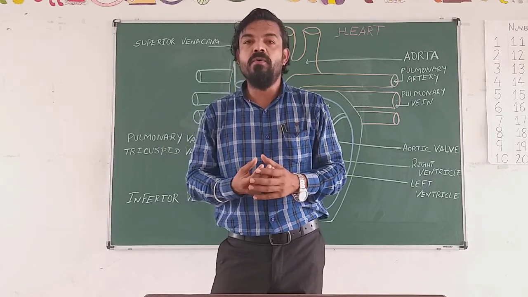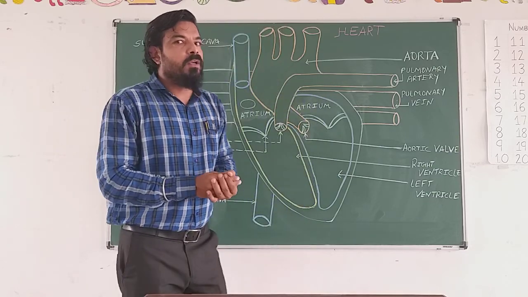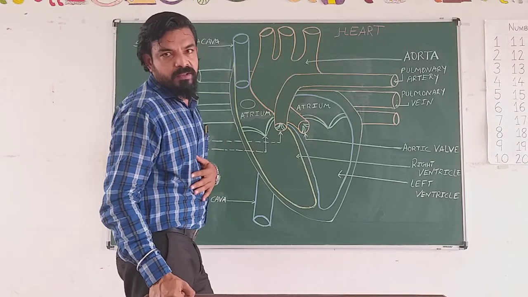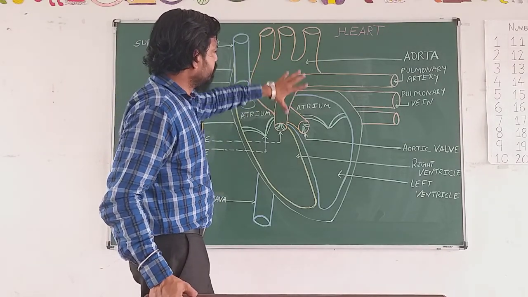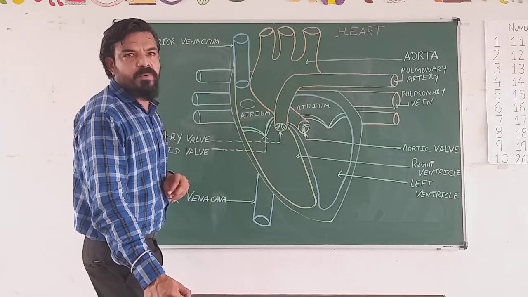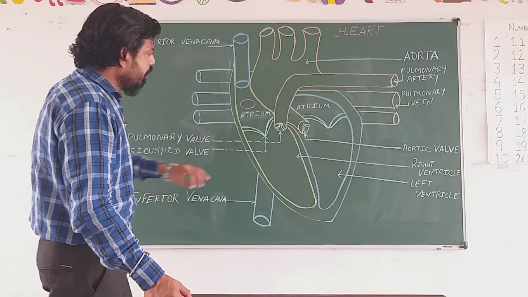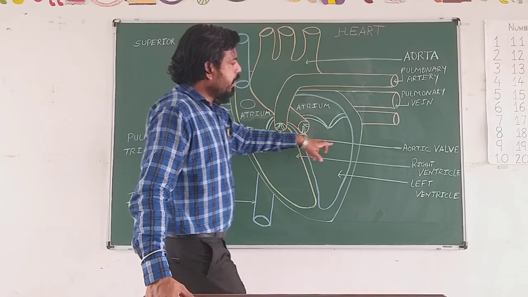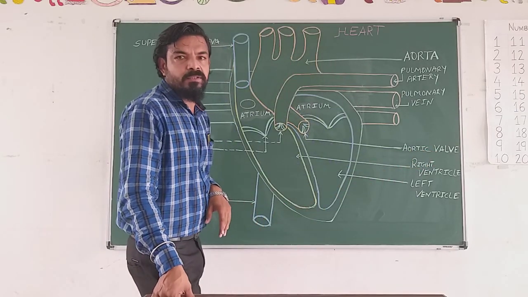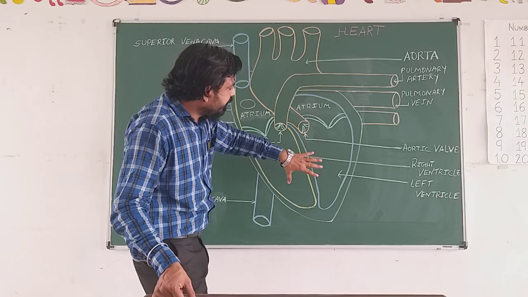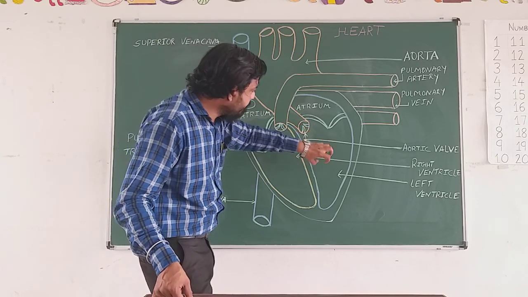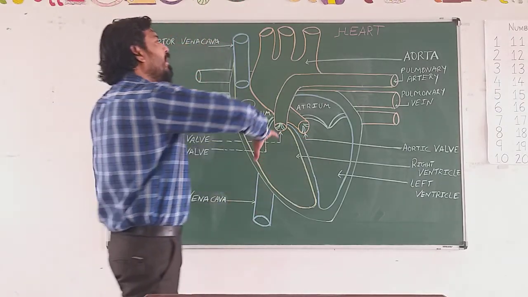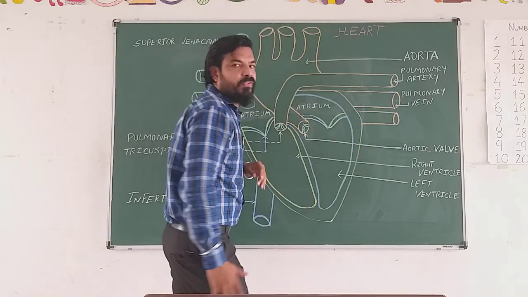Then what about oxygenated blood? For the oxygenated blood, here you can see the aorta. This aorta has oxygenated blood. Now what is the oxygenated blood? On this left side, you can see the aortic valve. With this aortic valve, the pumping pushes the blood outside the heart, and it goes to the left side.